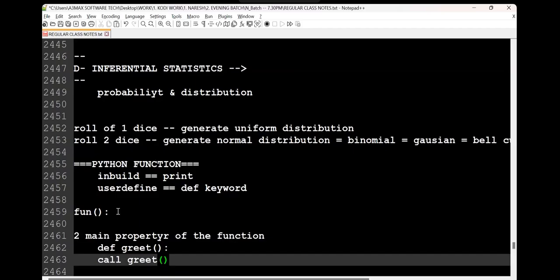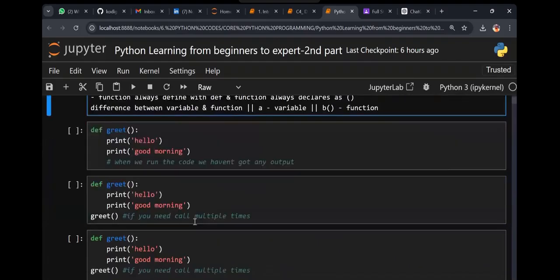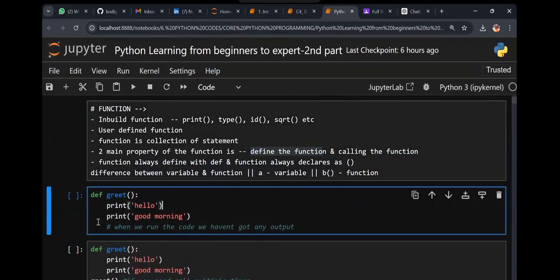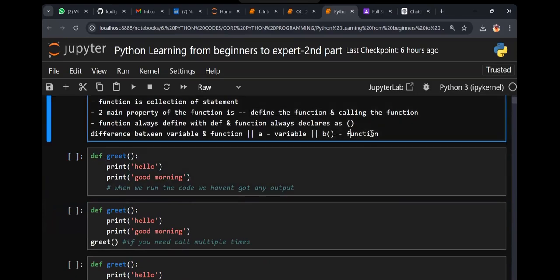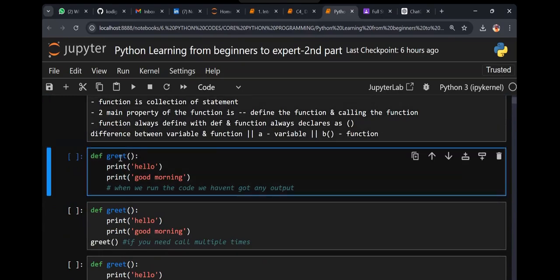Guys, are you clear? Let's go ahead and look at this now. Listen to me. First, what is the difference between variables and functions? In a variable, we don't assign open bracket close bracket, but in functions, we do. Define greet. What is the name of the function I created?